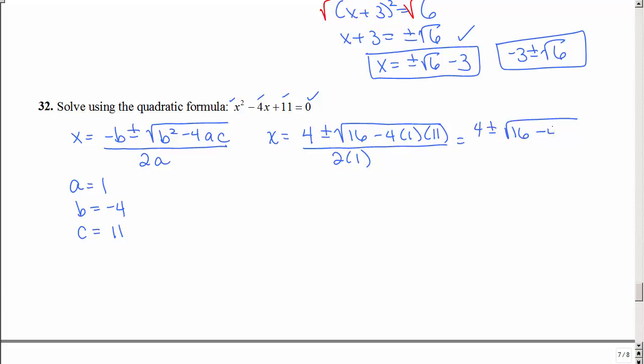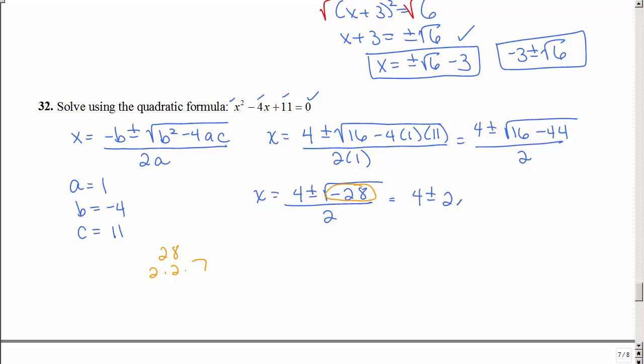So that's 16 minus 44. That is going to be negative 28, I believe. Still can't reduce. What I have to do is take care of this, square root of negative 28. That's 2 times 7, and it's negative. So I can take out a 2 and an i and leave the 7. And yes, I put my i in front of the square root. A lot of teachers put it after the square root.